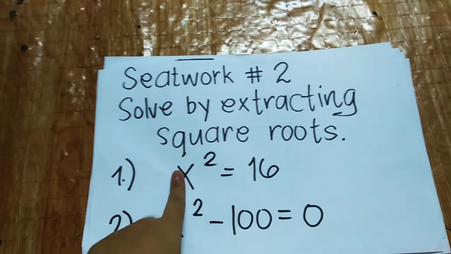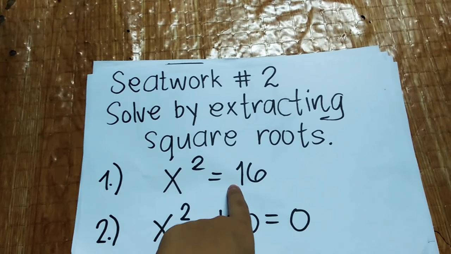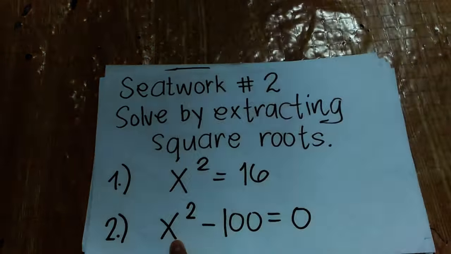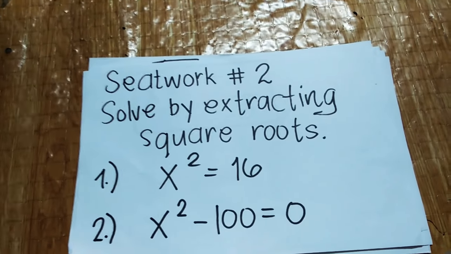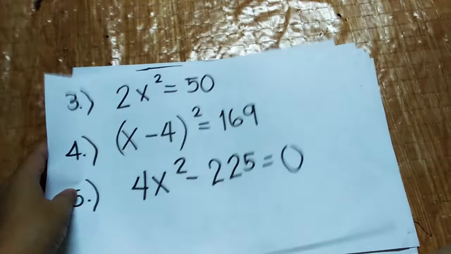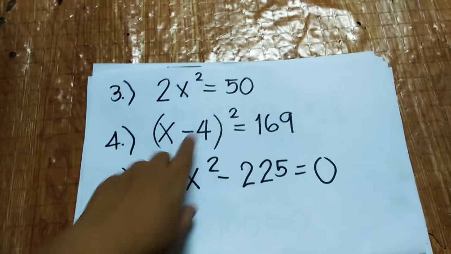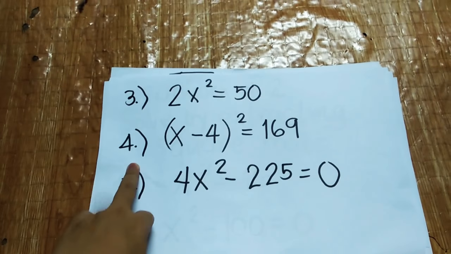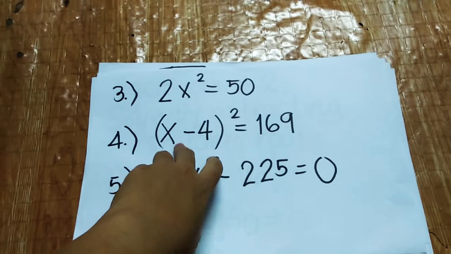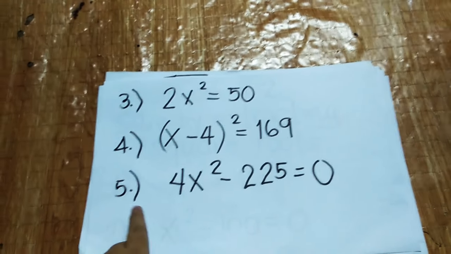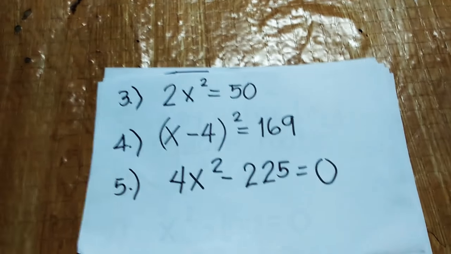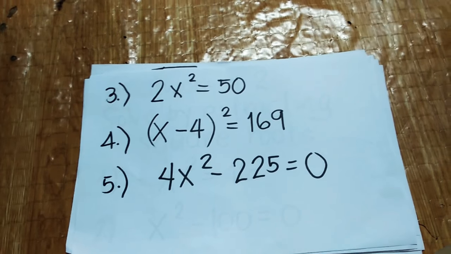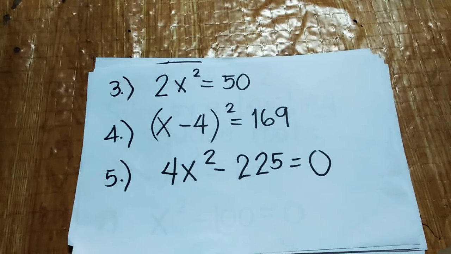Okay, the first one given is x squared is equal to 16. Number 2, x squared minus 100 is equal to 0. Number 3, 2x squared is equal to 50. Number 4, quantity x minus 4 squared is equal to 169. And the last number is 4x squared minus 225 is equal to 0.